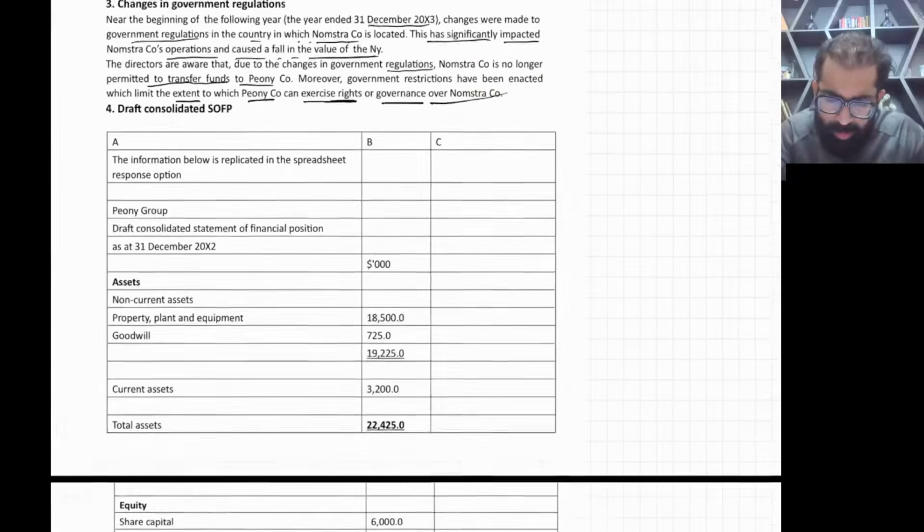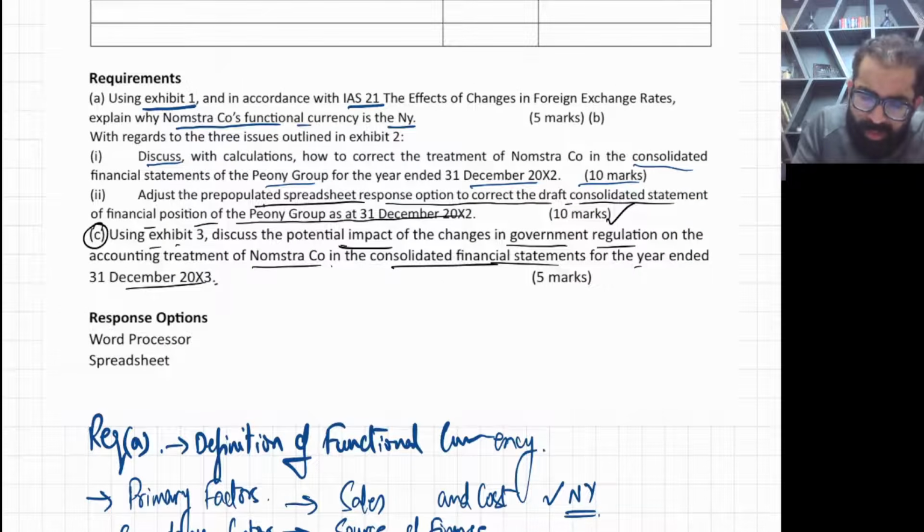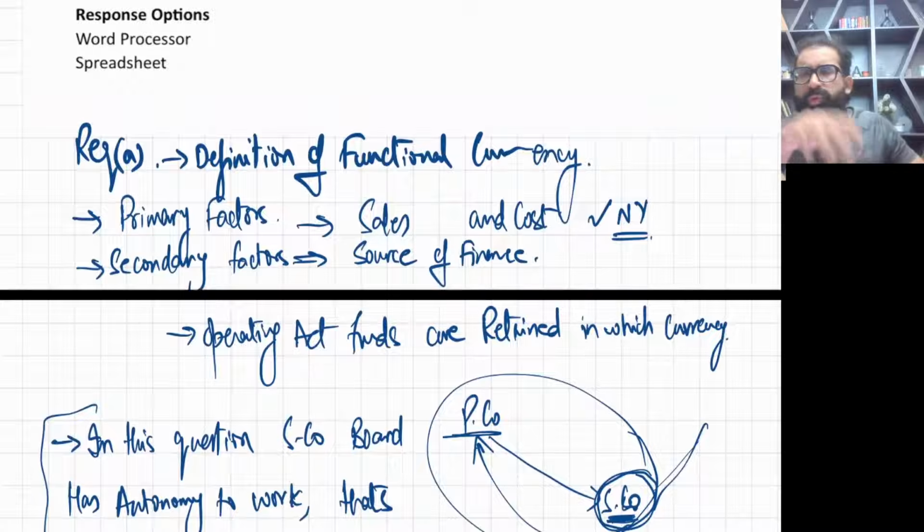Now read the first requirement without wasting any time. Using Exhibit 1, in accordance with IAS 21, The Effects of Changes in Foreign Exchange Rates, explain why Nomstra Company's functional currency is the NY. Why Nomstra is NY. So let's start. First of all, I have written some points.